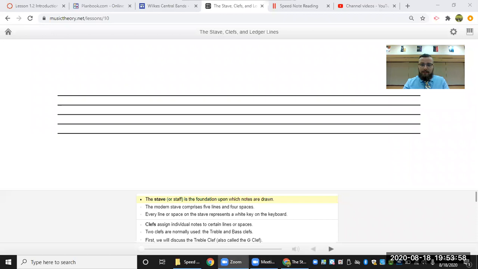While you're doing that, I'm going to start a screen share here, and we're going to learn about the staff. Make sure we share computer audio. I don't think there's any audio. All right, let's get that out of the way.